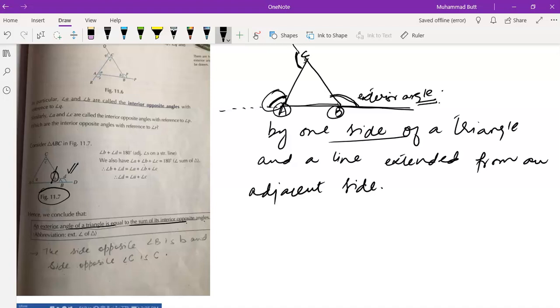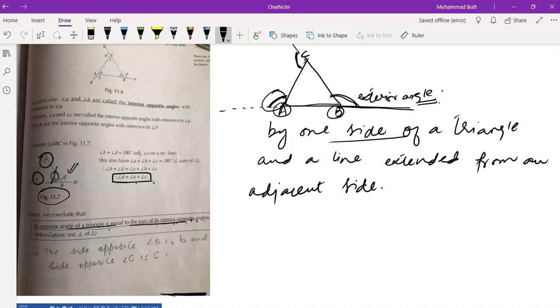We'll not consider it. We have to consider the interior opposite angles. So the interior opposite angles are angle A and angle C. So we can say that angle D is equal to angle A plus angle C. An exterior angle of a triangle is equal to the sum of its interior opposite angles. You are going to consider the interior angles which are opposite to the exterior angle. So angle D equals angle A plus angle C.